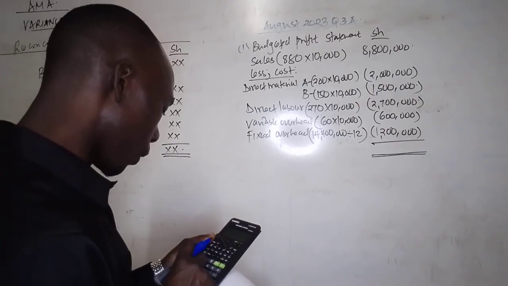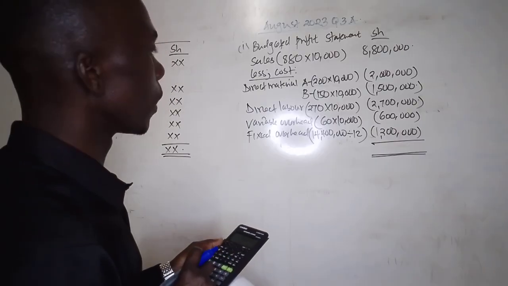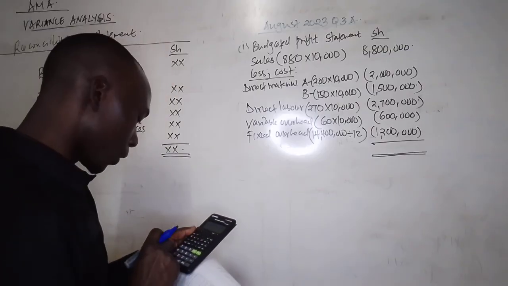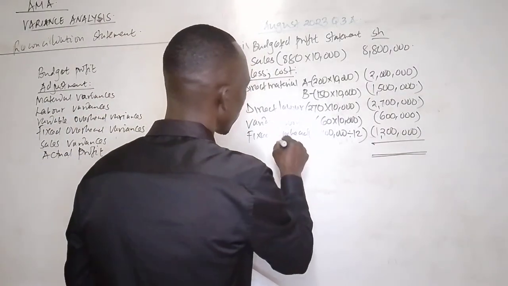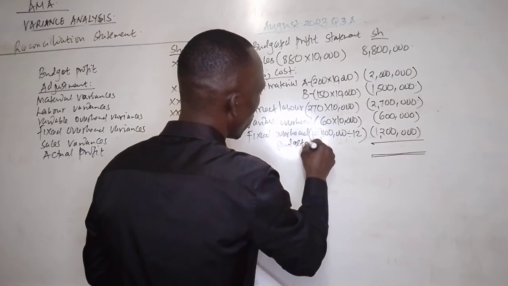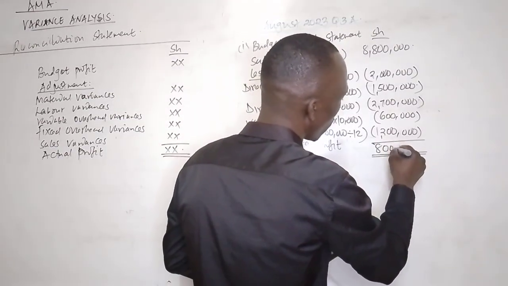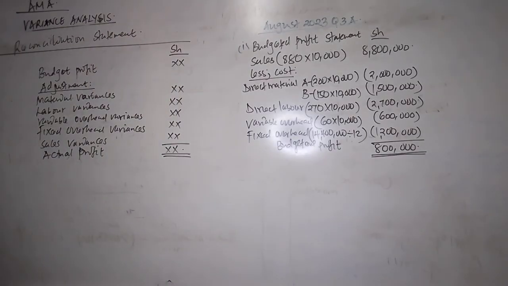Then we raise 1.5 million. Then we raise 2.7 million. Then we raise 600,000. And also we raise 1.2 million. So we are going to get our budgeted profit here. Our budgeted profit will be 800,000. That is how we are supposed to compute the budgeted profit.